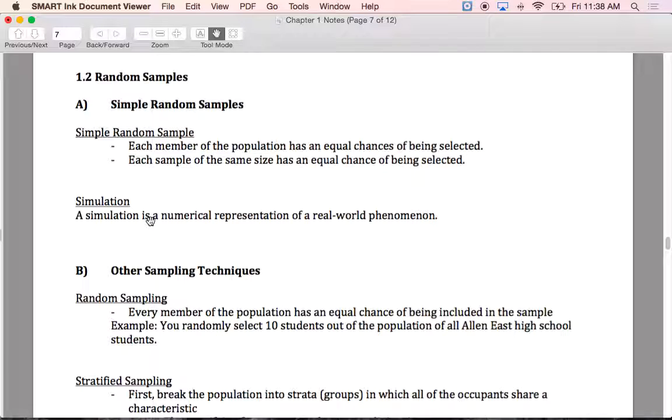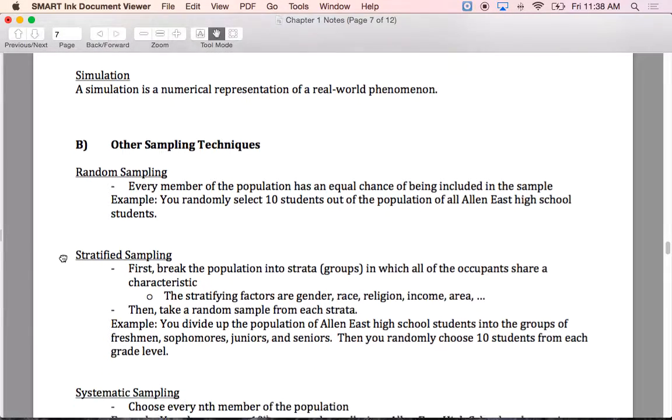We also are going to look at simulation. We'll do that more in 1.3, but they introduce it here in 1.2. A simulation is a numerical representation of a real-world phenomenon. So you might simulate something instead of actually creating the experiment. We have a couple other sampling techniques too.